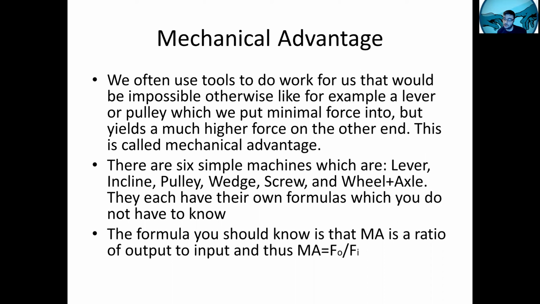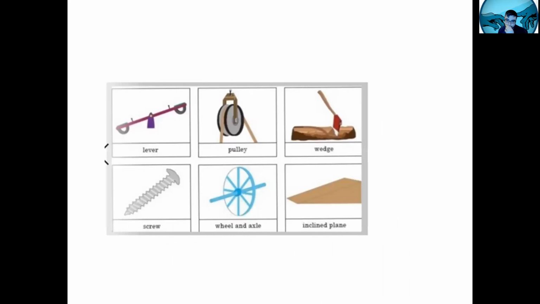But the formula that you should know is that mechanical advantage is a ratio of output to input. Thus, mechanical advantage is equal to force out, O is for output, over force in, or input, right? So however much force you get out divided by how much you put in, that's the mechanical advantage of the certain machine or system. There's just a diagram of what it looks like: a lever, obviously like a seesaw, or like a car jack, something like that. Pulleys, screws, obviously wheel and axle, inclined plane, wedges, right here.